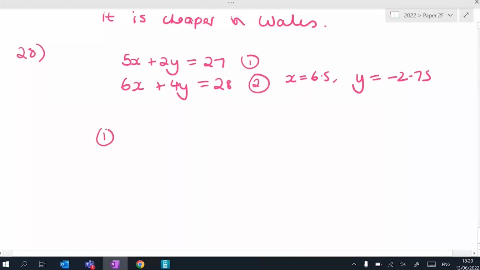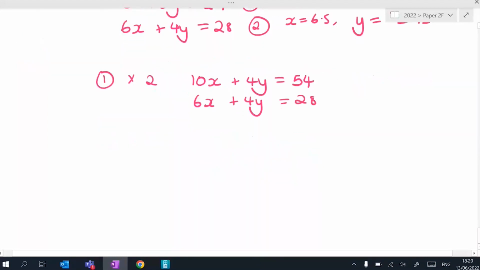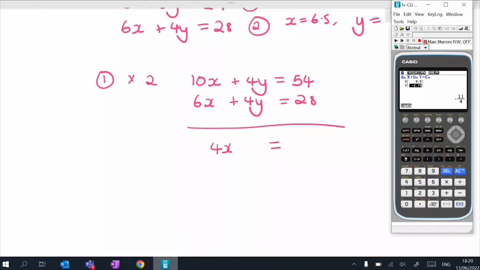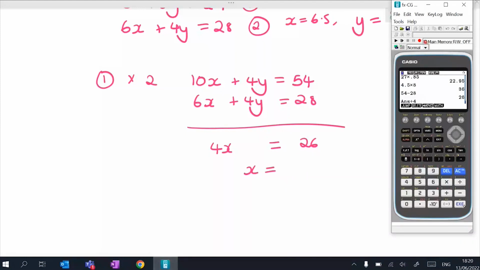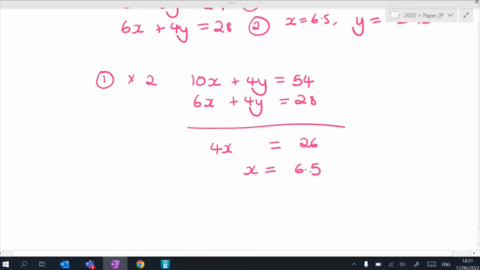And you can see what method marks you got if you did try some of the method but didn't get the right answer. So I'm going to double my first equation. So 10x plus 4y equals 54. Okay, if I then subtract those, that leaves me with 4x equals, and then I'm going to do the other side, so 54 take away 28 is 26. Okay, and then divide that by 4. Unsurprisingly, we've got 6.5.